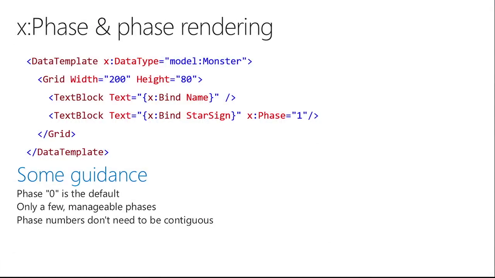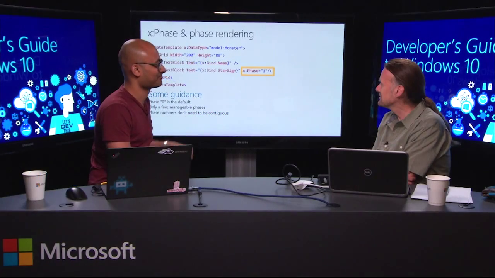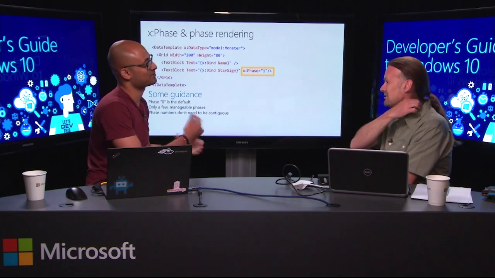All right. Okay. So x:Phase is pretty cool. You can see it here. I've got a data template using the x:Bind stuff. I've got a model monster, and I have a name and the star sign of the monster. You can see I've added x:Phase, because by default everything has a phase of 0, which is a higher priority. So what I'm saying here is that when I see a monster, I care more about its name, so I can say to everyone, hey, look, there's monster Larry or whatever, run. And I'm probably not so worried about Larry's star sign. So I say, you know what, if this renders a bit later, it's okay.